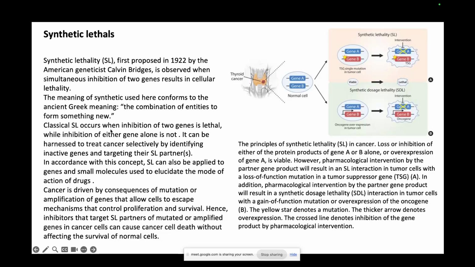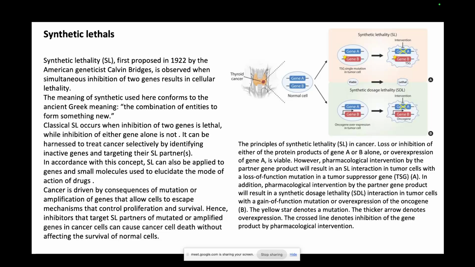Classical synthetic lethality occurs when inhibition of two genes is lethal, while inhibition of a single gene is not. It can be harnessed to treat cancer selectively by selecting inactive genes and targeting their synthetic lethal partners. In accordance with this concept, synthetic lethality can also be applied to genes and small molecules used to elucidate the mode of action of drugs.